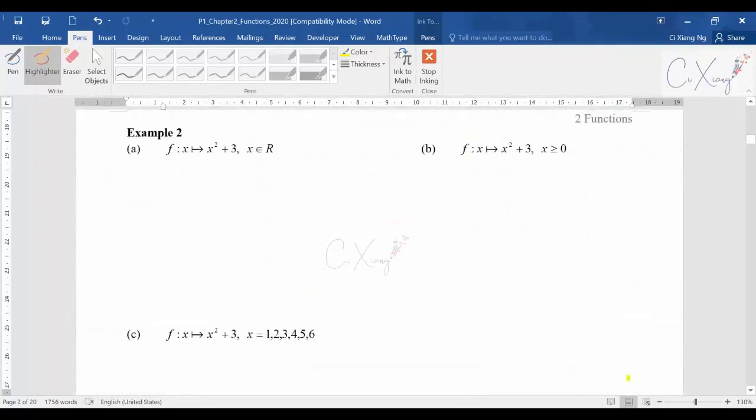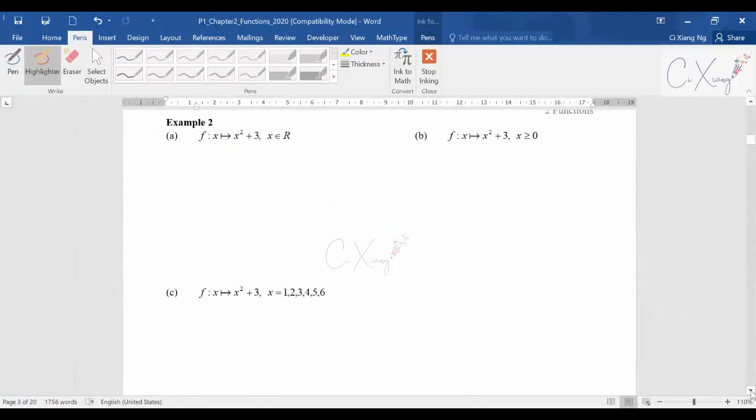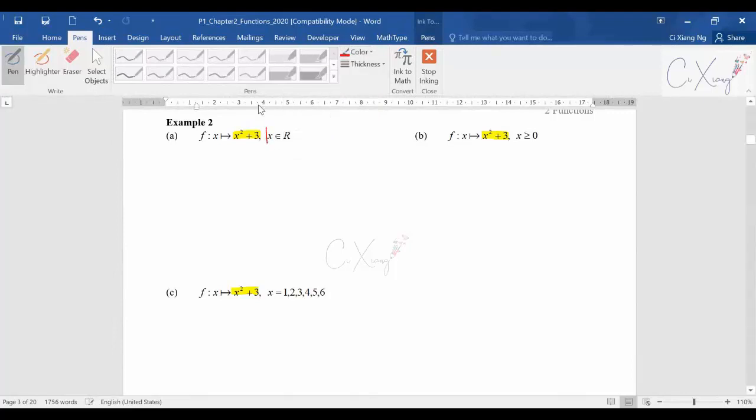If you have a look at example 2, generally you have 3 graphs here, but all the functions have the same formula, the same expression, x squared plus 3. The difference is that the domain given at the end of the function is different. For the first, they give you x is an element of the real numbers. For part B, they give you x is greater than or equal to 0. And part C is x equals 1, 2, 3, 4, 5, 6.